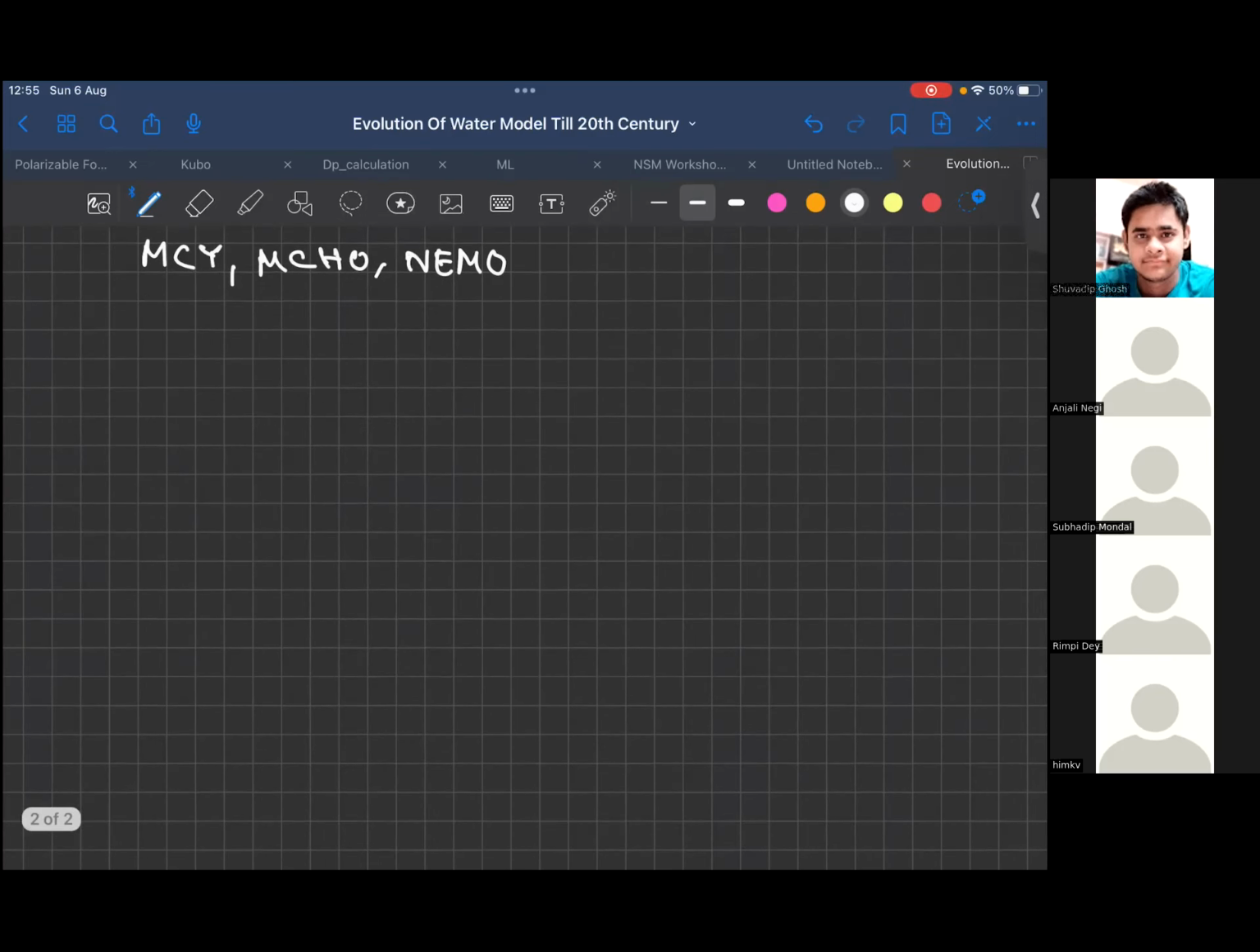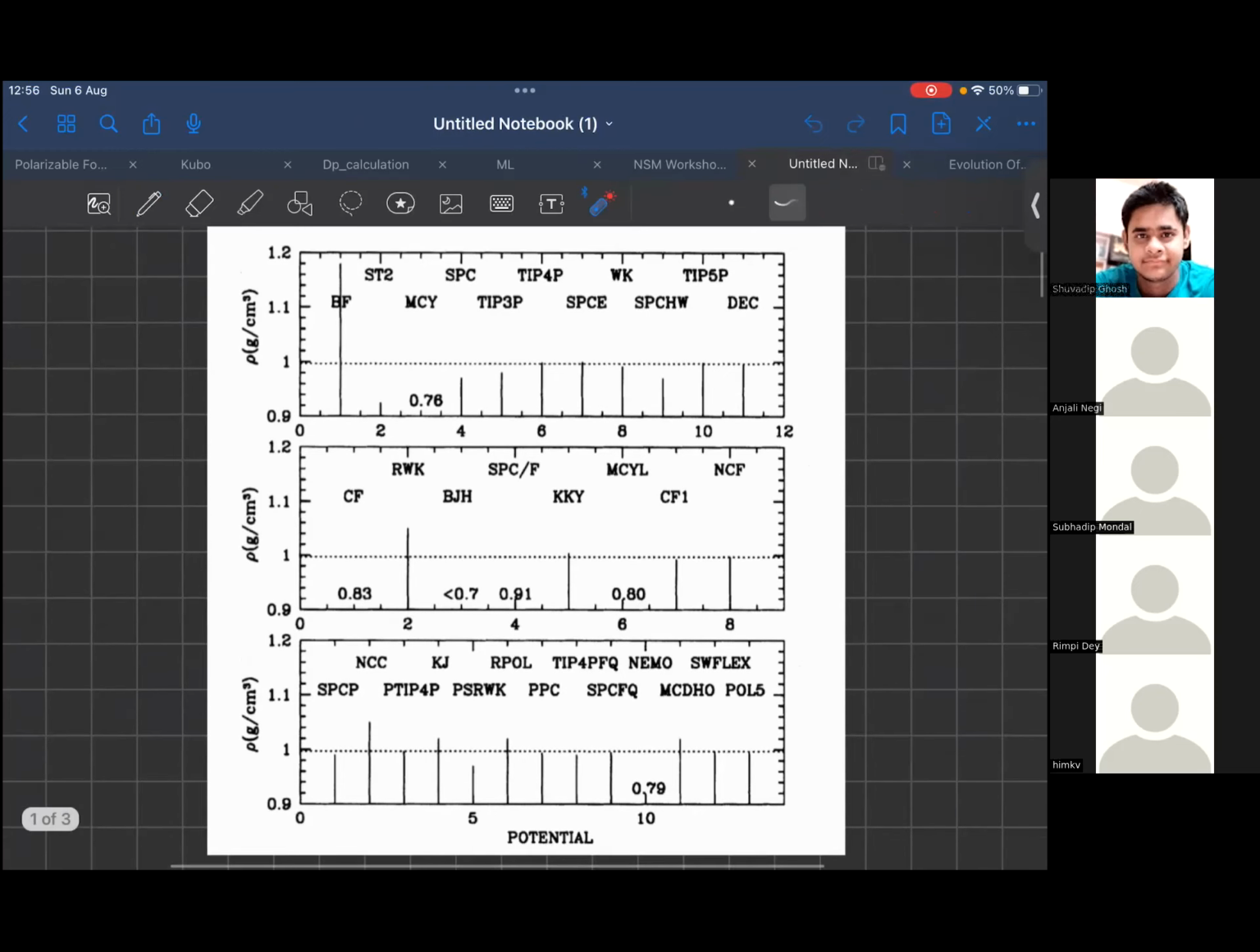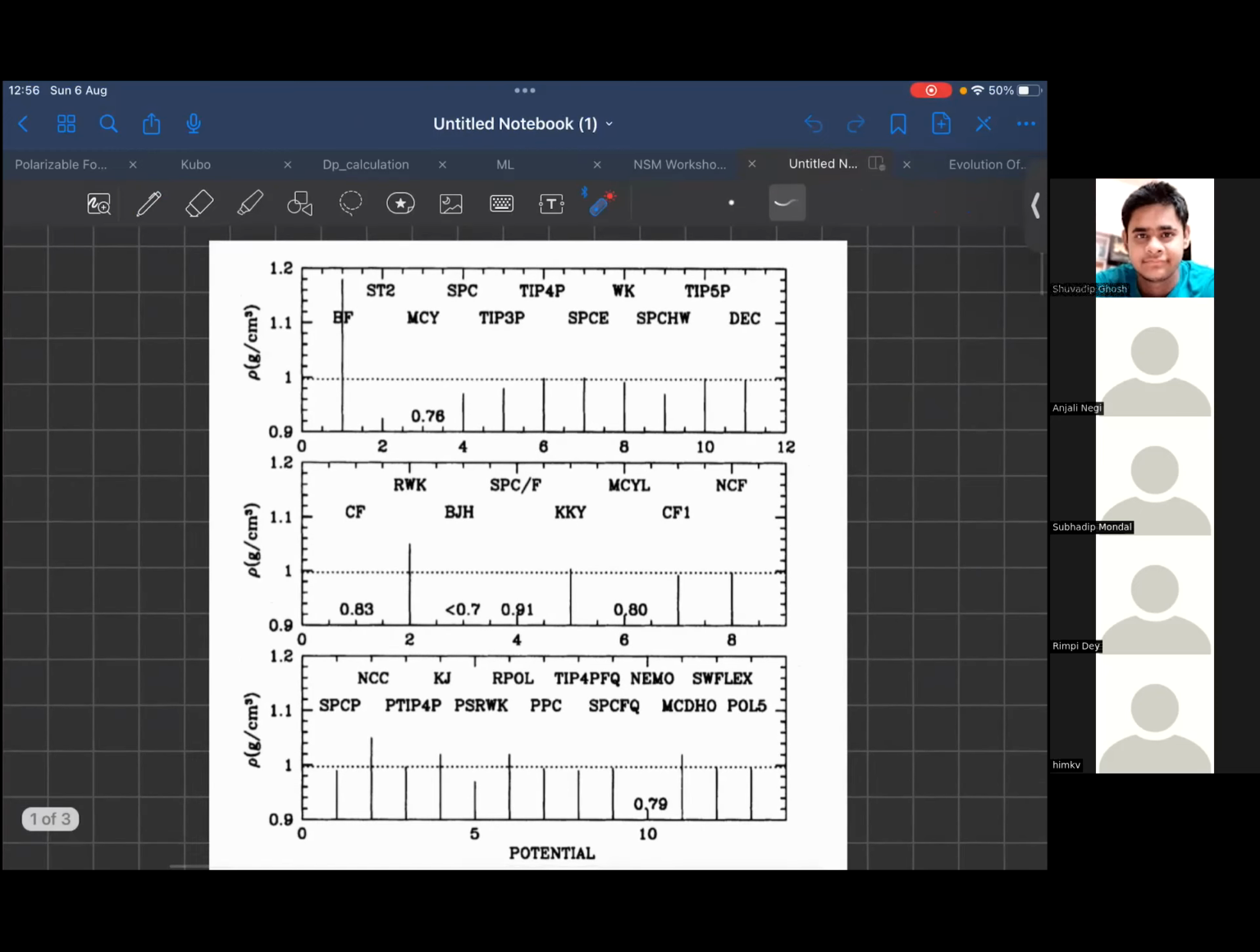There is one review paper. If you see this plot, they made a very good plot. The first is for rigid water models, this one is for flexible water models, and the last one is for polarizable water models. They have marked the experimental water density by this dotted line. Some water models are very good at that point of time, and they reached the target value, which is 0.997.